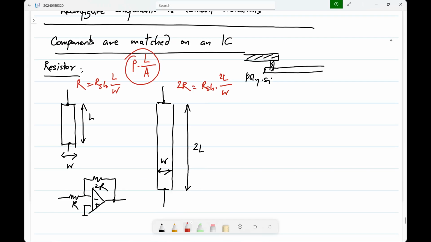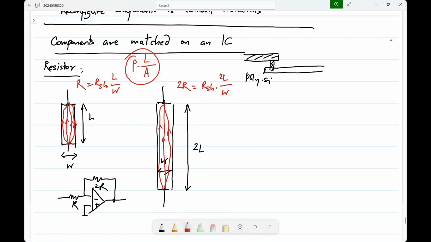That assumes that the current is uniformly distributed across the cross-sectional area. That is not true because in the end you make some contacts and the current will be crowded towards the contacts. So there are ways of modeling this accurately. We won't get into that. I mean, the ends will behave differently from the middle.